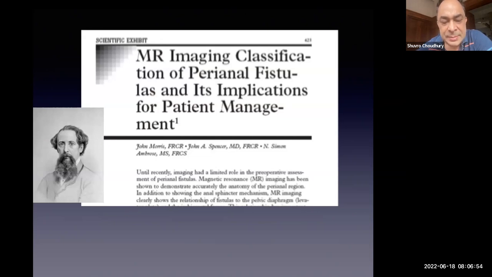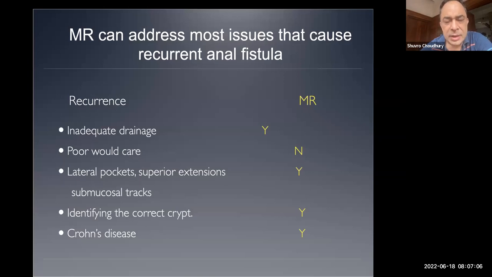And this is MR classification. And of course, this is a radiological classification as opposed to the Parks classification. And we'll talk about the similarities and what you need to work out. Now, why is it so that MR is good in perianal fistula? Because if you look at the causes of recurrence in a patient with anal fistula, and as you know, in certain series, the recurrence rates of perianal fistula can be as high as 66%.